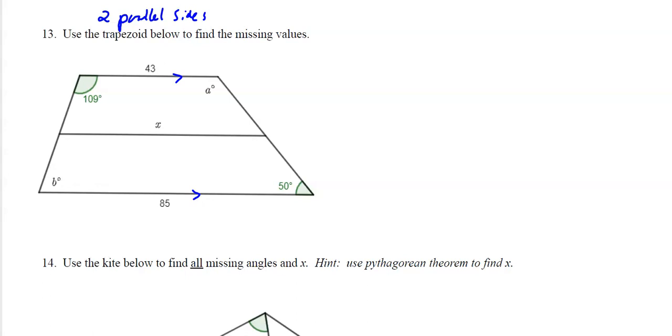But because those lines are parallel, similar to early on, I do know that this angle and this angle have to add up to 180. That always has to happen between parallel lines. So 180 minus 109 is 71, I believe. So that'll add up to 180. This side over here also has to add up to 180.